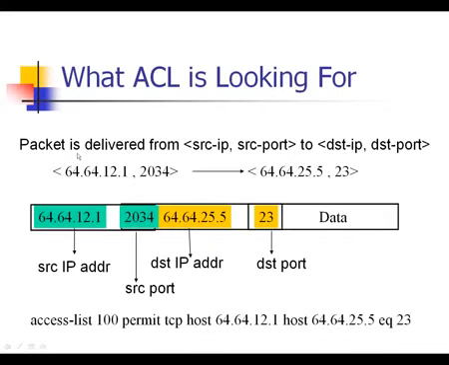A data packet is delivered from a source IP with a source port number to a destination IP with a destination port number. In this example, I have the source IP as 64.64.12.1, originated on port number 2034, and the destination is 64.64.25.5 on port 23, so it's a Telnet port. In this example, access list 100 is configured to match this packet coming from source IP 64.64.12.1 and going to the destination of 64.64.25.5 on port 23.